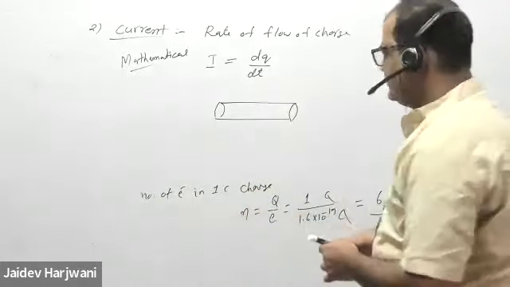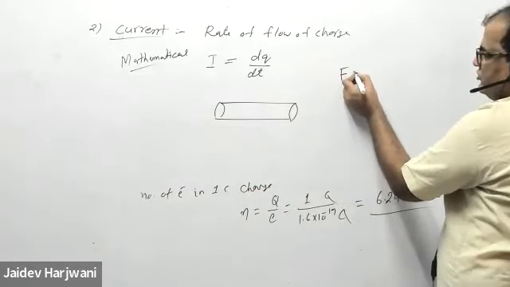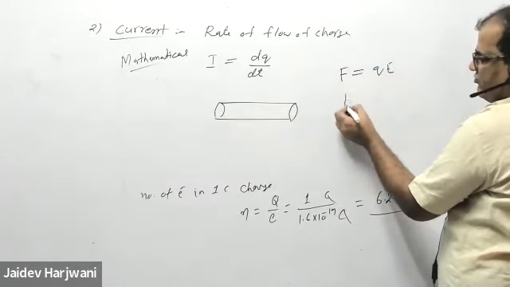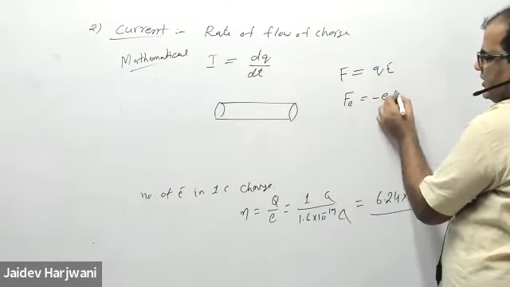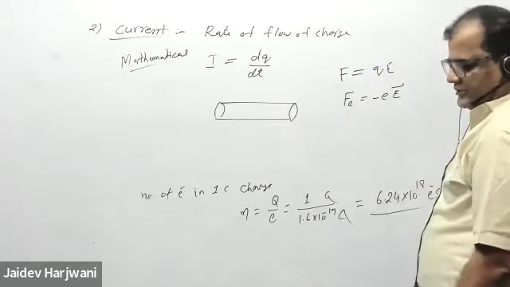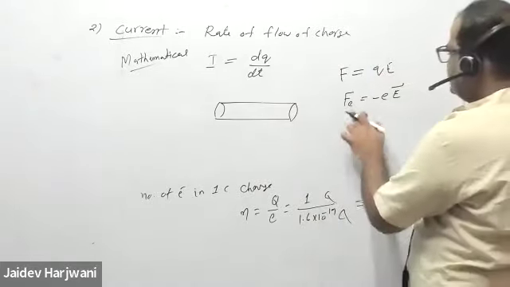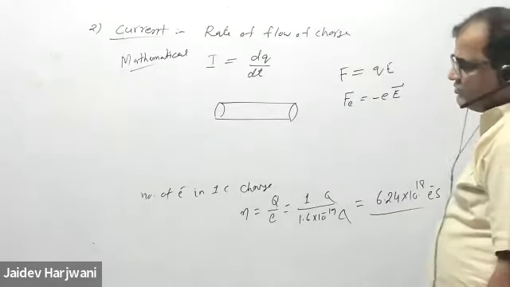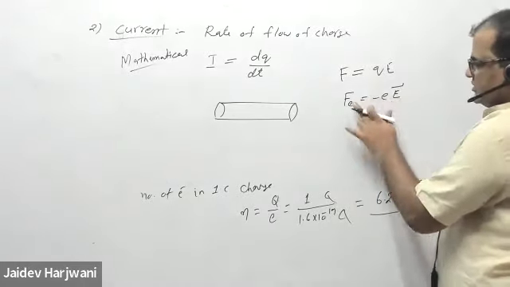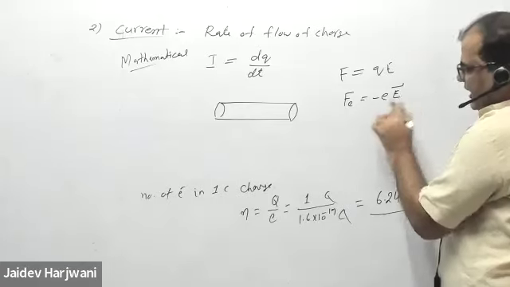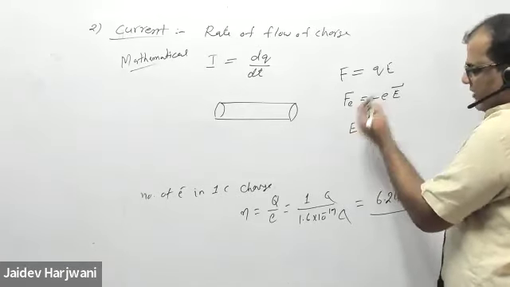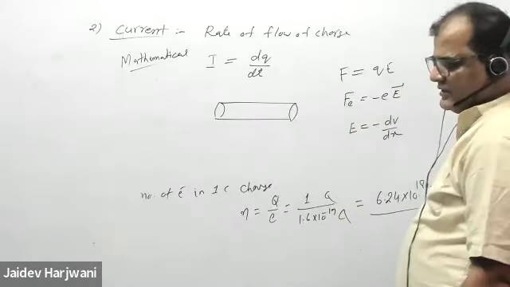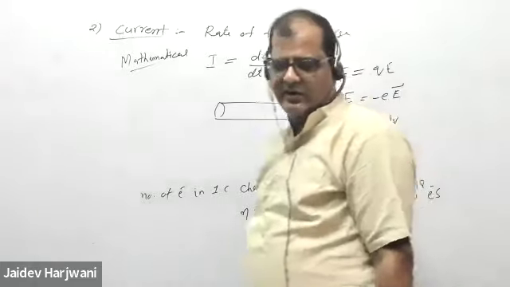Force is QE. The electron charge is negative, so the force on the electron will be minus eE, in the opposite direction to the electric field. So these charges can be moved only by an electric field, and an electric field can only be produced by a voltage gradient dV by dx. Until you create dV by dx in the section of material, you cannot create an electric field.